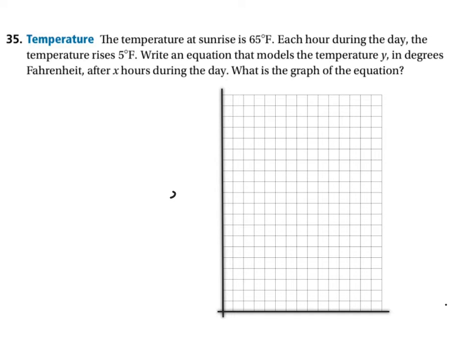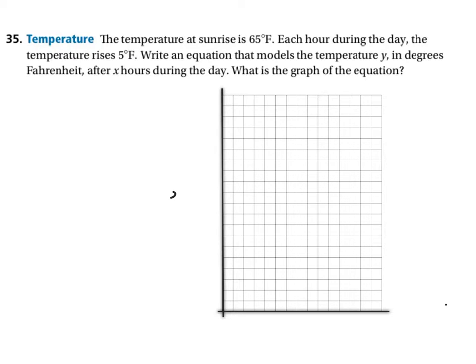Okay, the temperature at sunrise is 65 degrees Fahrenheit, and each hour during the day the temperature rises by 5 degrees Fahrenheit. So we're going to write an equation that models the temperature, y in degrees Fahrenheit, after x hours during the day. So x is going to be the independent variable, and we are going to do something to x to make it result in y.